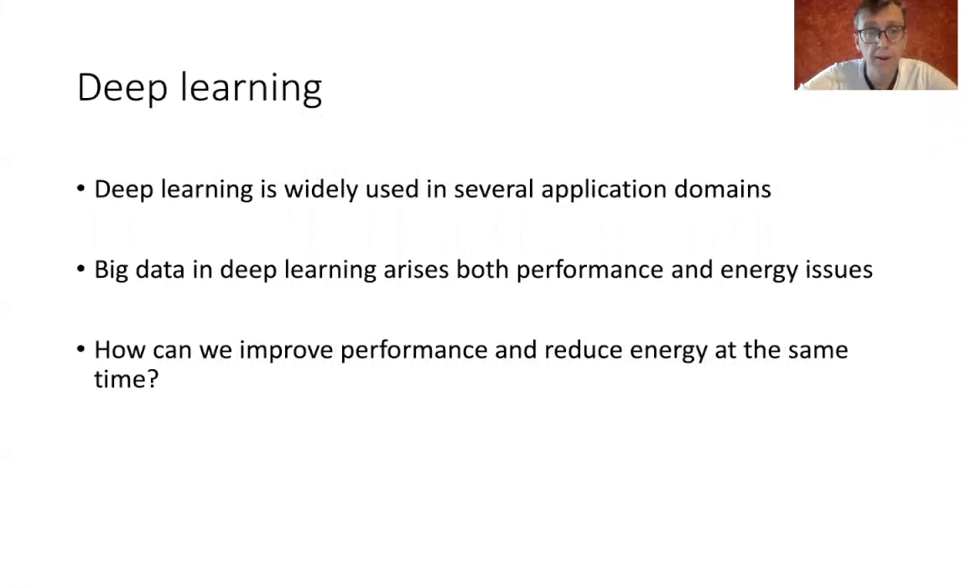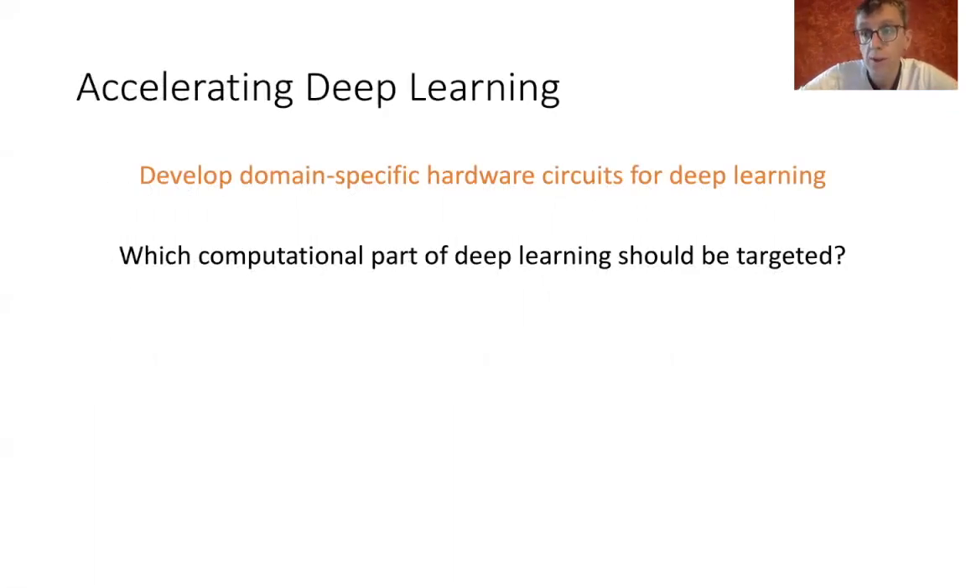We all know that deep learning is nowadays used in several application domains, and that we need big data to obtain interesting results from the deep learning models. However, big data and deep learning have both performance and energy issues. How can we achieve high performance at the same time without increasing the energy requirements? The current approach, with the end of Moore's law, is to develop domain-specific hardware circuits for deep learning. However, now the question is, which computational part of deep learning should be targeted? That is, which part should be implemented as a hardware circuit?